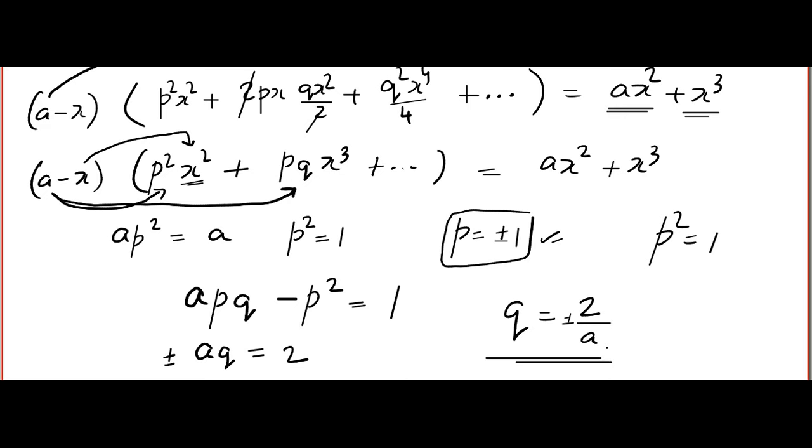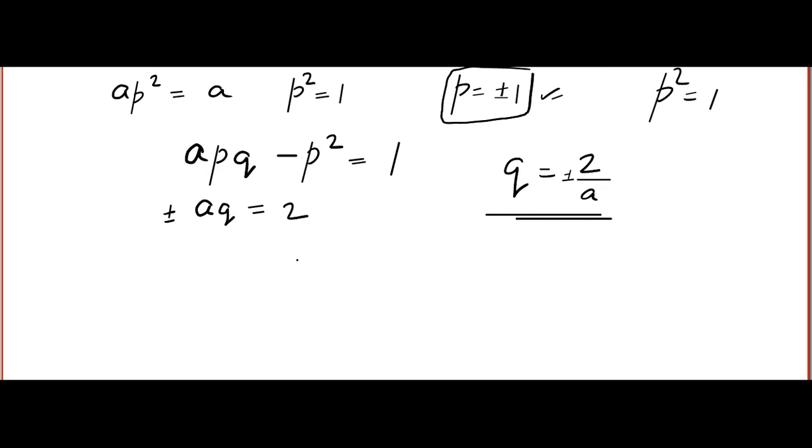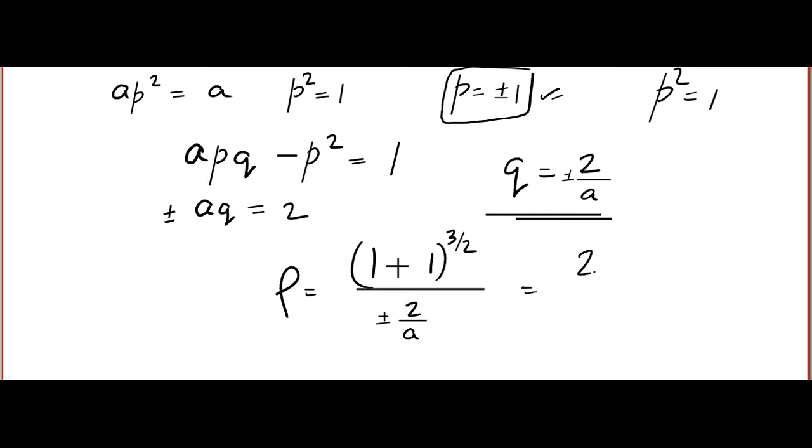That's it. Now I hope you remember the formula we learned long back. Radius of curvature is 1 plus first derivative the whole squared, the whole to the power 3 by 2, divided by second order derivative. So that will be 2 to the power 3 by 2 into a by 2. So 2 root 2 into a by 2, that will be a root 2.